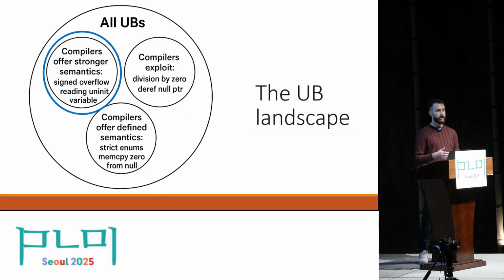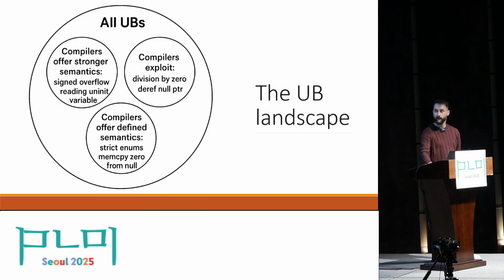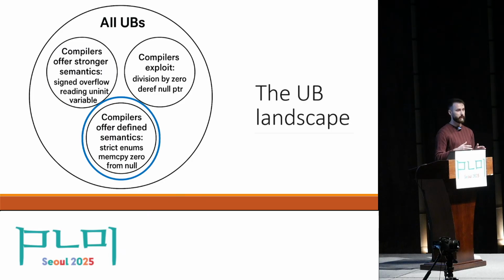Next, we have UBs for which compilers offer stronger semantics, like signed integer overflow or reading an uninitialized variable. Those in general produce bogus results, which then can be propagated through the program and enable other optimizations. And finally, we have UBs which compilers treat with more defined semantics, let's say, like strict enums and memcpying 0 bytes from null.